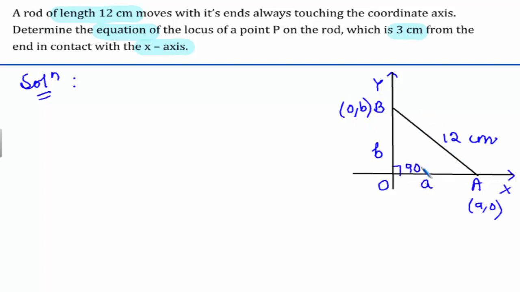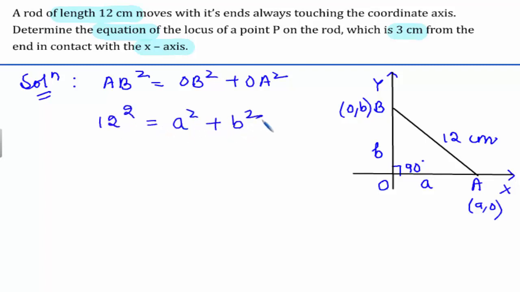Therefore, AB square is equal to OB square plus OA square. This implies that 12 square is equal to a square plus b square, which implies that a square plus b square is equal to 144. Let us denote this equation by 1.